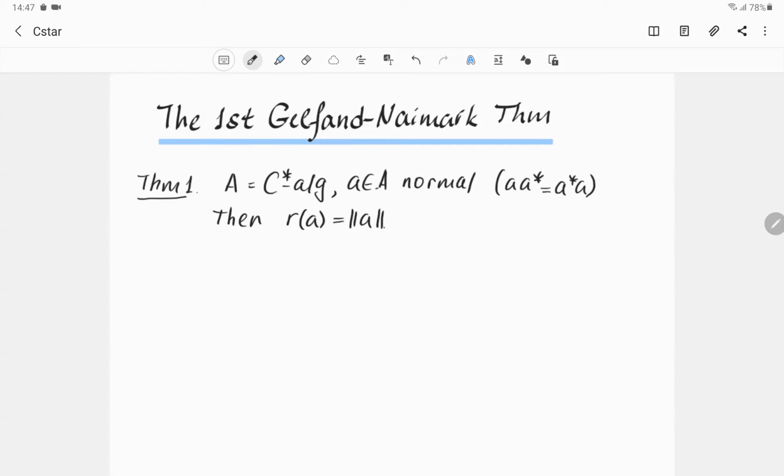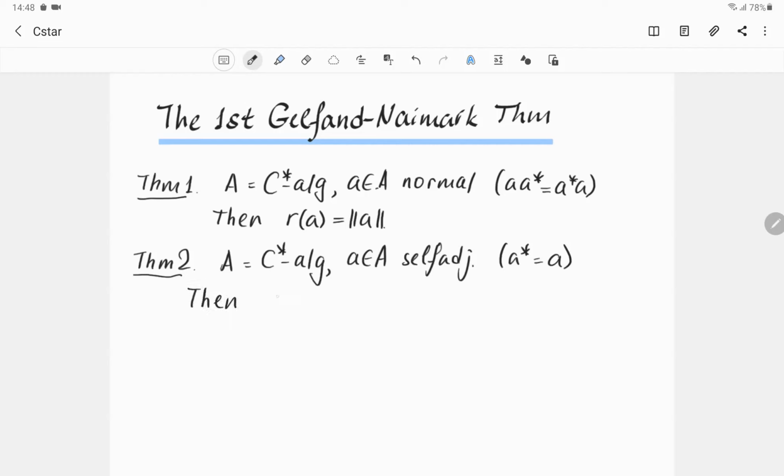Let's recall that in the general case, that is for arbitrary Banach algebras, the spectral radius is less than or equal to the norm. But the point is that for normal elements of a C-star algebra, we have an exact equality. And theorem 2, which was proved at the end of the previous lecture, is about the spectrum of self-adjoint elements. So suppose that A is a C-star algebra, and little a is a self-adjoint element of A, which means that a star equals a.